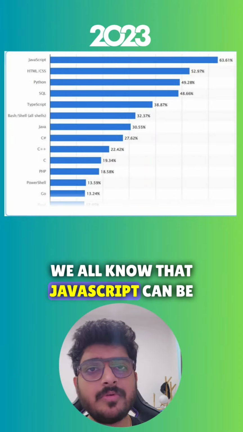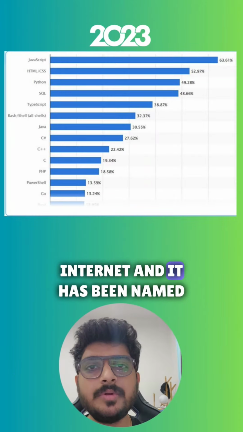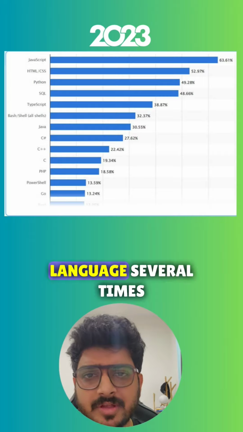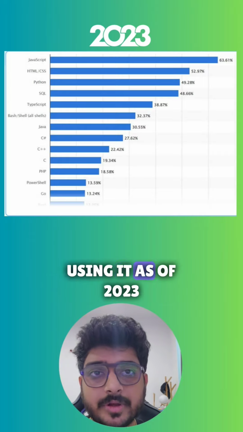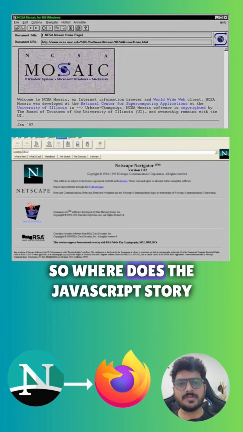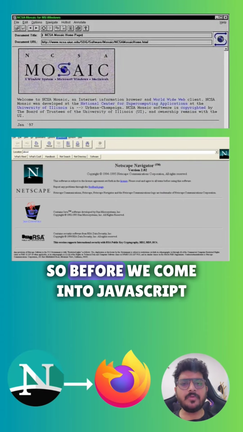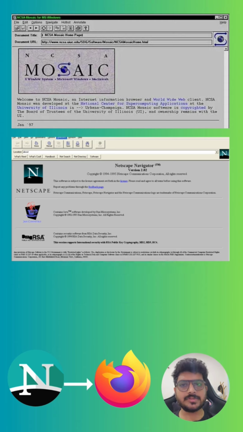We all know that JavaScript can be found almost everywhere on the internet, and it has been named the most widely used programming language several times, with over 63.61% of developers using it as of 2023. So where does the JavaScript story actually begin? Before we get into JavaScript, let's understand a bit about browsers.